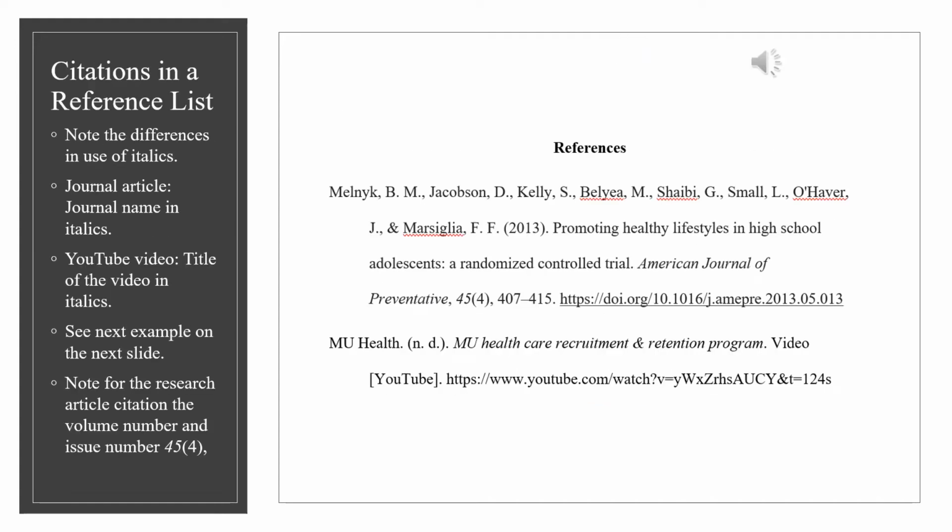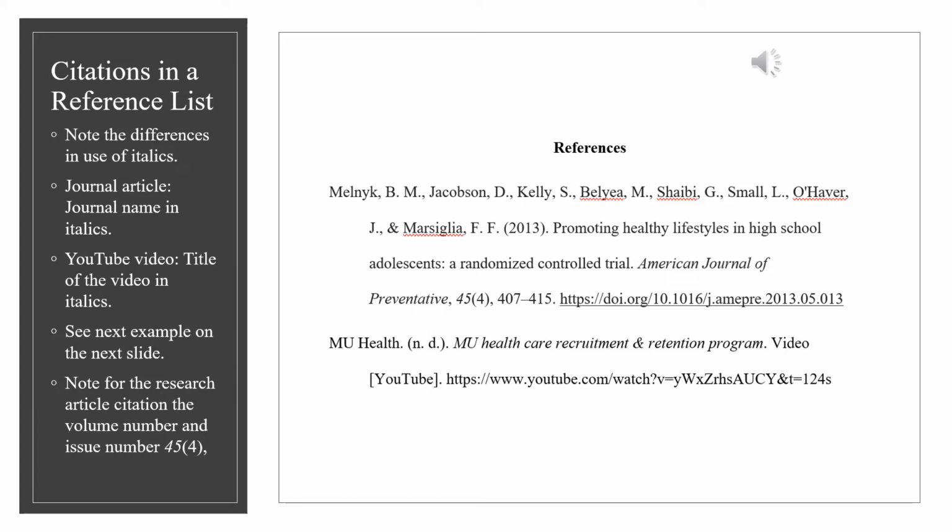Here you see citations in a reference list. When you have a reference list, you always begin on a new page, and the word References is centered and bold. Now in the first example, you see a journal article. The authors' last names are spelled out, and then their initials, and if they have a second initial, that is added. Following that, we have the year of publication. Following that, we have the title of the article.